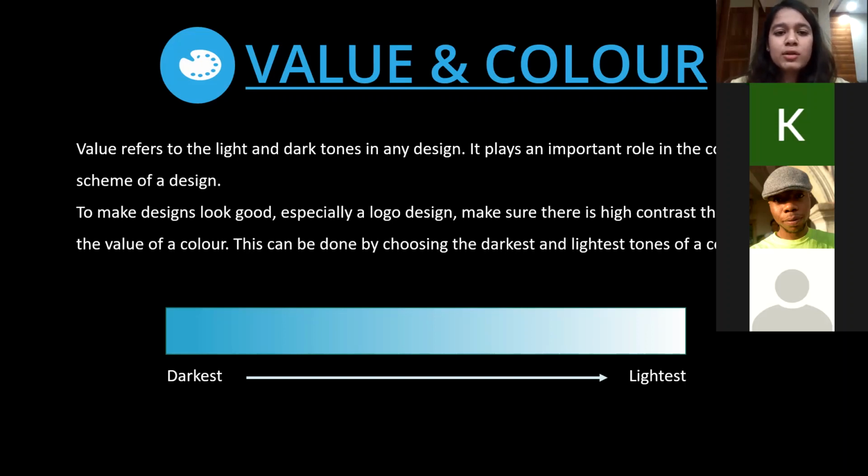To make designs look good, especially a logo design, make sure there is high contrast through the value of a color. This can be done by choosing the darkest and the lightest tones of a color. You can also just select any 3 colors from within this value, and you can make a design based on that, which will create a very good sense of aestheticism and also a very good harmonious look to the design.